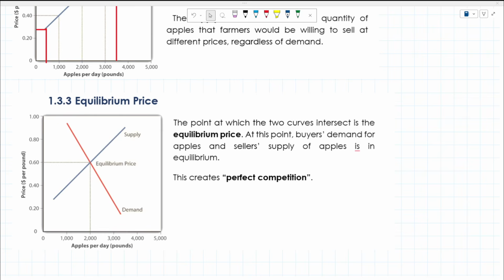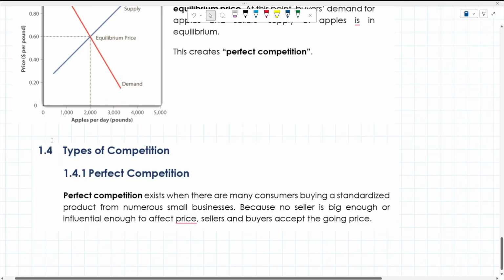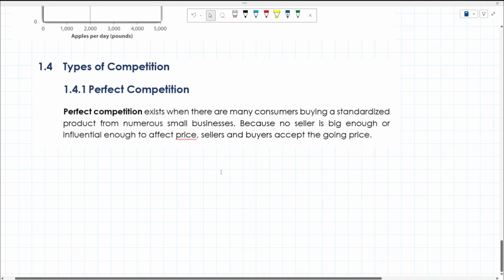Of course there will be other types of competition which we will be explaining in detail. So let's go to the types of competition. The first type of competition is, as I mentioned, perfect competition. This exists when there are many consumers buying standardized products from numerous small businesses. Because there is no seller that is big enough or influential enough to affect the prices, sellers and buyers accept the going price.